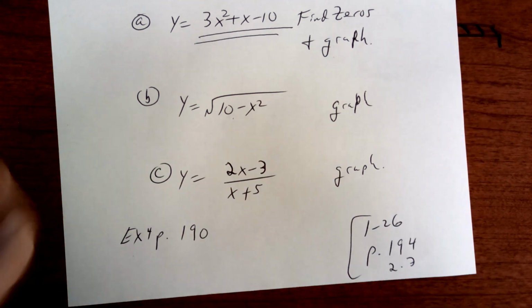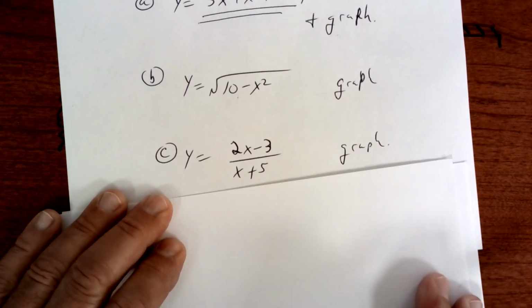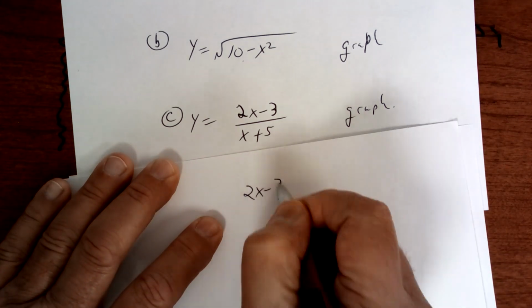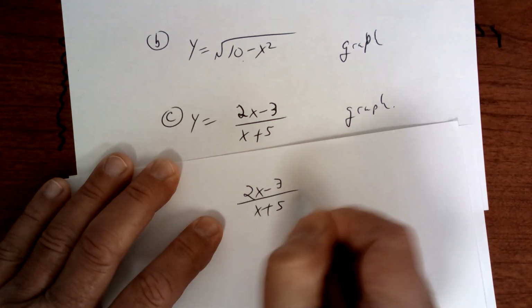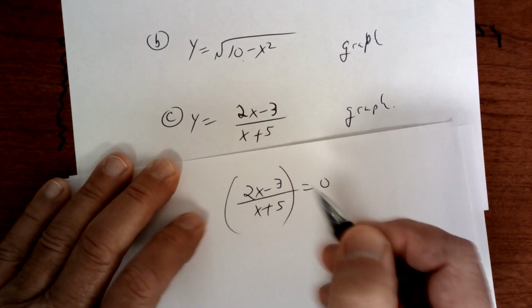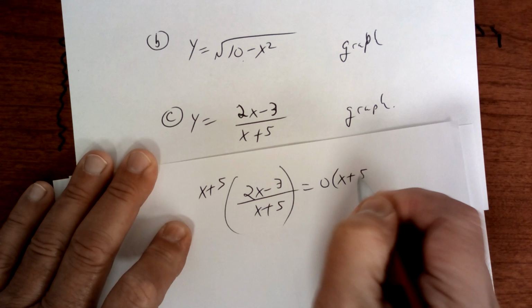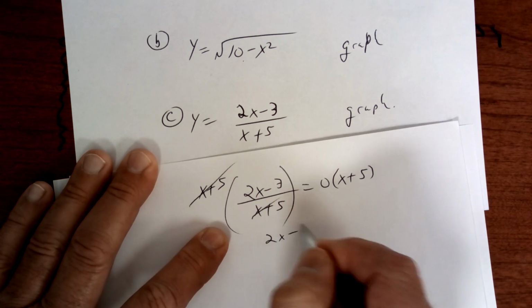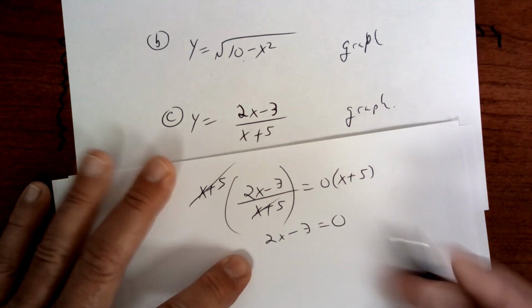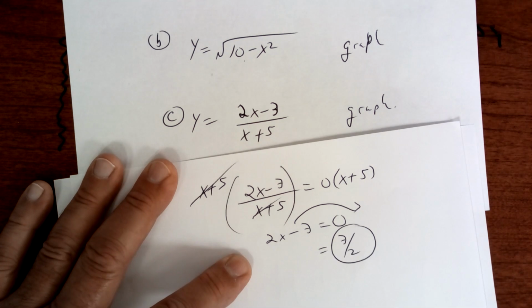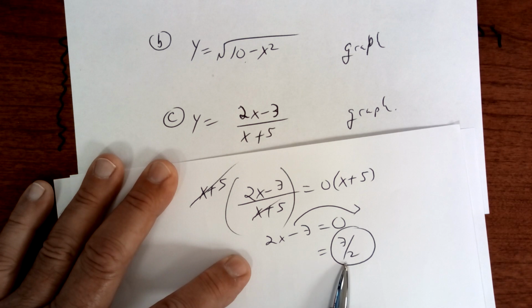Last one, let's find the zeros. So we're going to set it equal to 0. So we're going to say 2x minus 3 over x plus 5 is equal to 0. We're going to multiply both sides by x plus 5. When we do that, we're going to get 2x minus 3 is equal to 0. We're going to move that over and get 3 divided by 2. All right, now graph this one, and let's see if that's where it hits the x-axis.